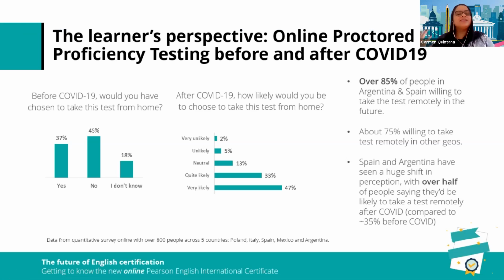It wasn't a thought that they had considered. And 18% said they didn't know. Now, after COVID-19, how likely would candidates be? How likely is it that they would choose to take the test from home? And the percentages increase dramatically. So it's quite likely 33%, very likely 47%. So the perspective around online proctored tests has radically shifted, especially in countries such as Spain and Argentina.